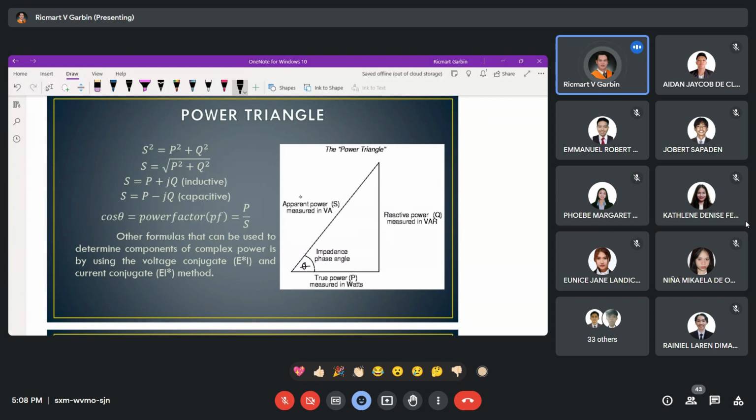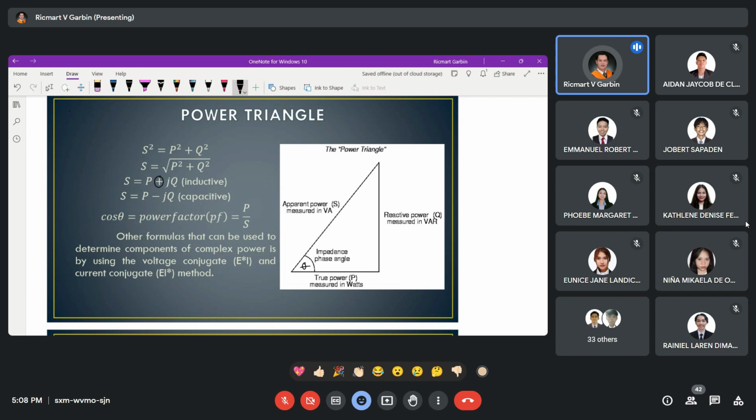So, solving for the hypotenuse S, we have S squared is equal to P squared plus Q squared. Take note, ito po ay mga values or yung mga magnitude lamang ng ating mga power. So, ibig sabihin, ang S natin is equal to the square root of P squared plus Q squared. So, kapag ang S is equal to P plus jQ, siya daw ay inductive. So, positive.